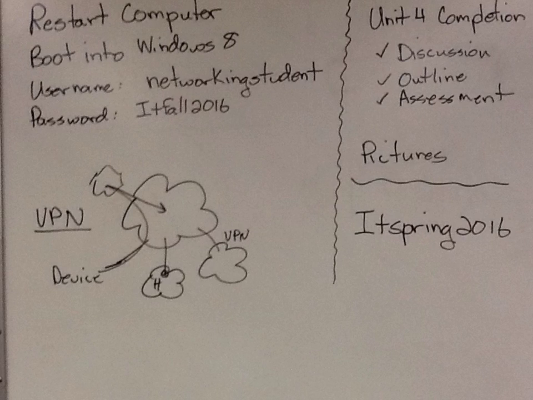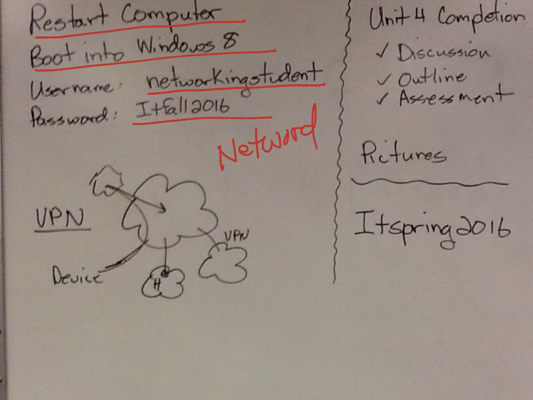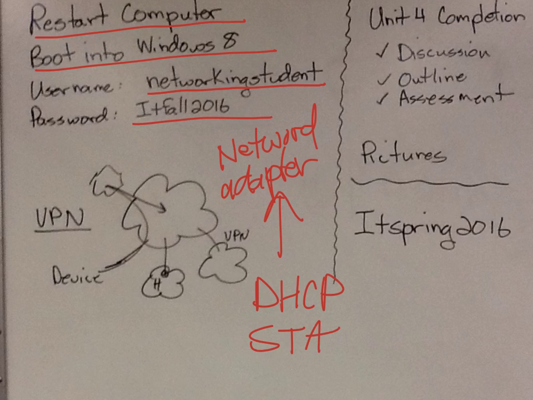So, on Monday, or excuse me, on Wednesday, we actually restarted the computers. We booted them to Windows 8. We use this as a login and this as a password, and then we checked the network adapter to see how it's set up. Is it set up for DHCP or static IP addressing?